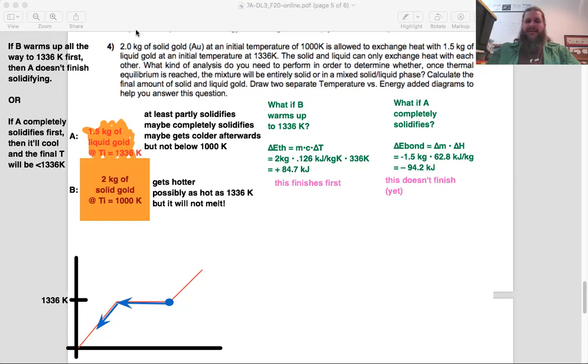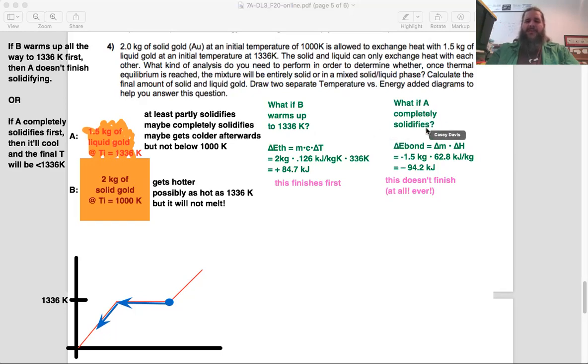And in fact, we know that it doesn't finish solidifying at all, because at this point, what do you know about the temperatures of these two objects? If B has warmed up all the way to 1336 Kelvin, what have we just reached? Yeah, the temps are the same. The same temperature means thermal equilibrium. So there's no further heat transfer.